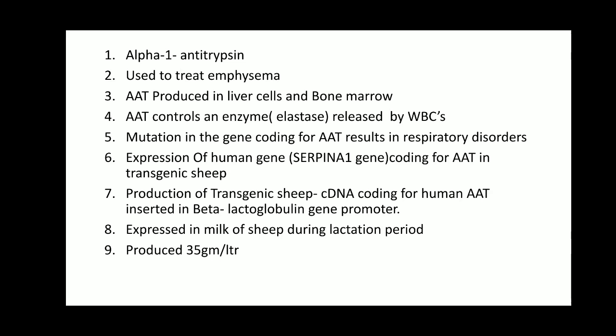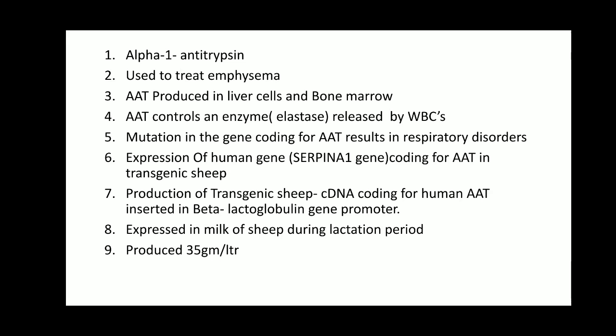Now what is the function of this alpha-1 antitrypsin? As I said, it is a protease inhibitor, and it is produced in the liver cells as well as in the bone marrow cells. The alpha-1 antitrypsin produced in the liver cells is transported to the lungs. It has proteolytic activity, which means it is known as a protease inhibitor. Protease is the enzyme that cleaves the peptide bonds.